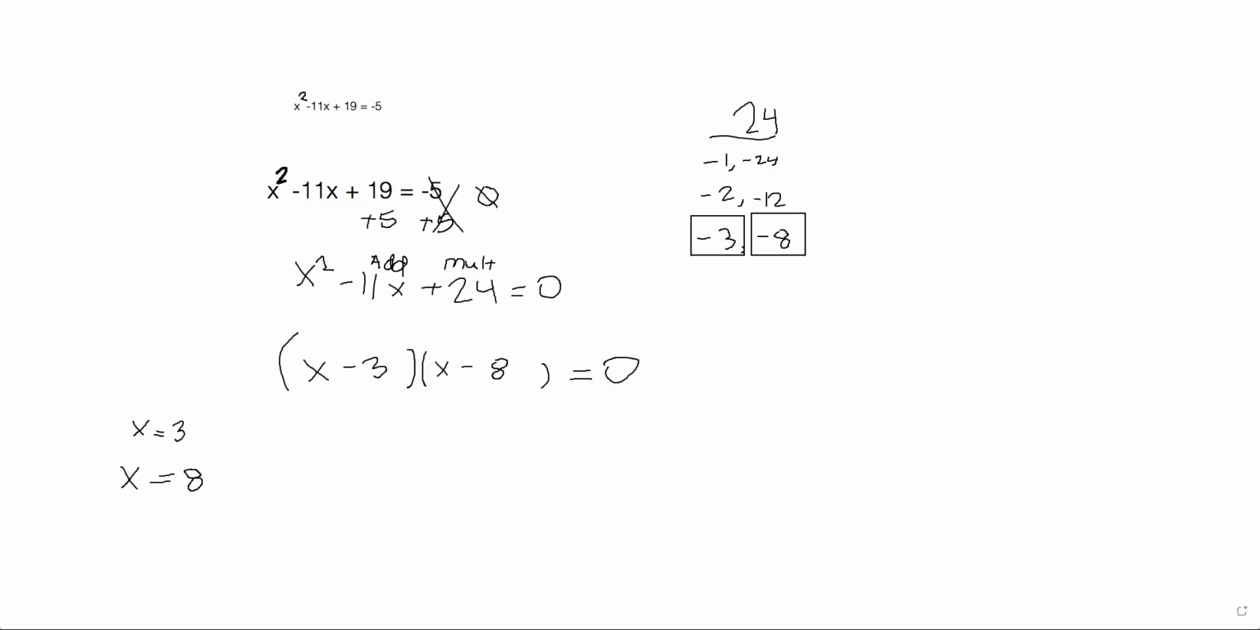Let's try something else now. Let's try a bit more of a complex problem. Let's try 6x squared minus 18x minus 18 equals 6. So one thing that kind of jumped out at me right away would be the fact that our leading coefficient is a 6.